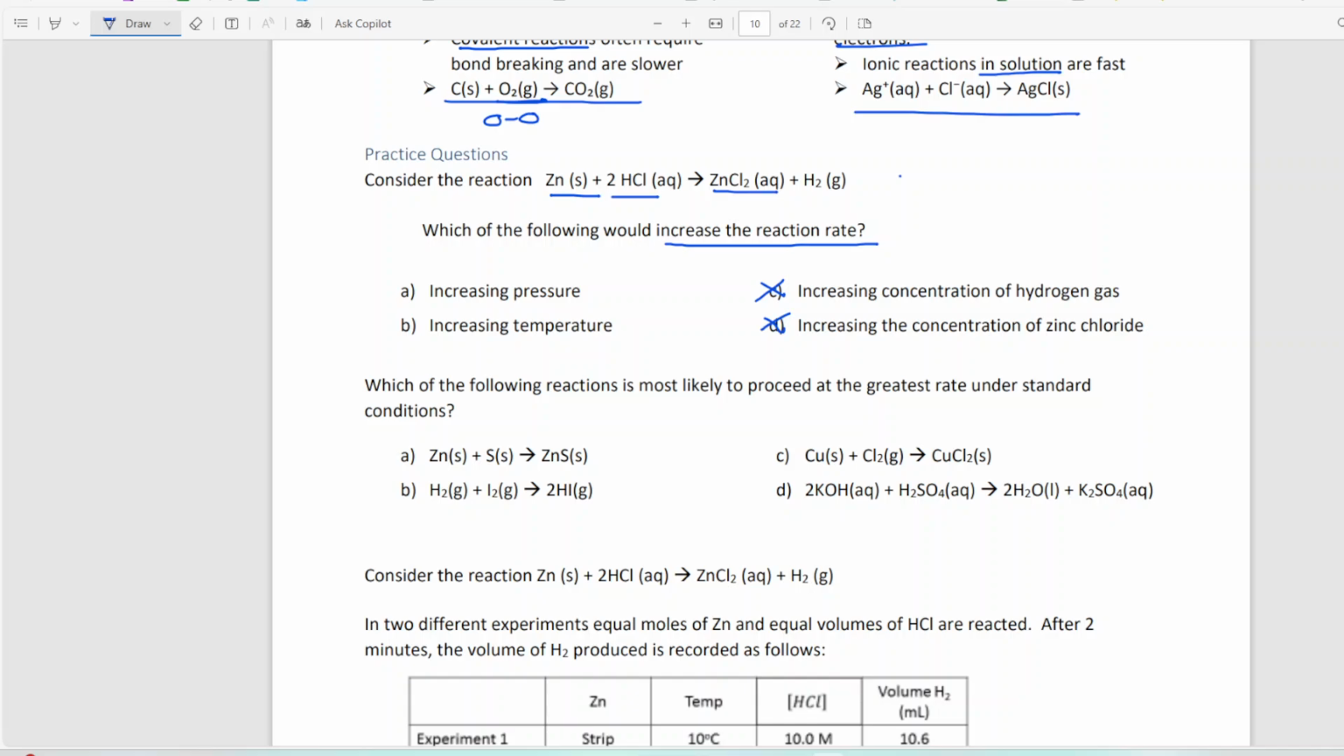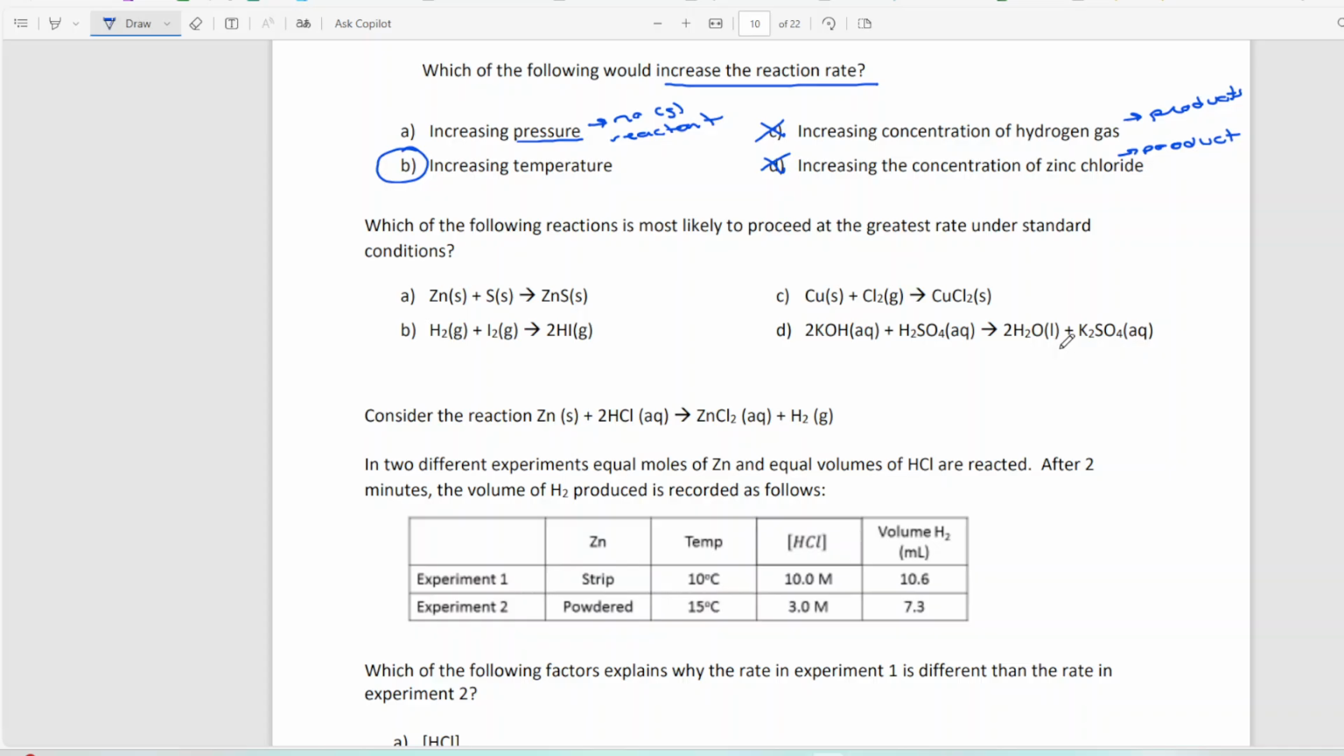increasing temperature. Now, when you first look at this one, you're like, oh, increasing pressure. Look, there's a gas. But the gas is not a reactant. So for both of these, they were products. Increasing the concentration of a product does not increase the rate of reaction. Increasing the pressure, there is no gas reactant. So even though a gas is produced, there's no gas reactant. So increasing the pressure of a solid and an aqueous solution, those have defined spaces. You actually can't compress the molecules into a smaller space. So really the only answer is increasing the temperature.